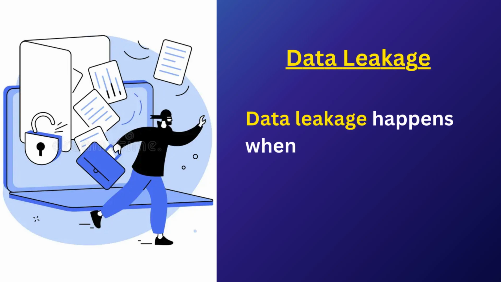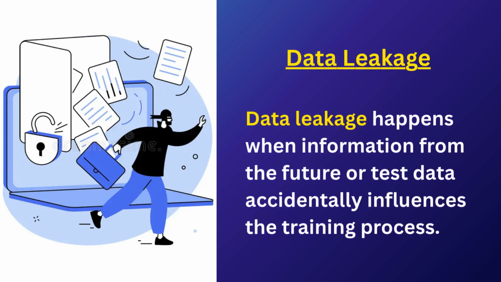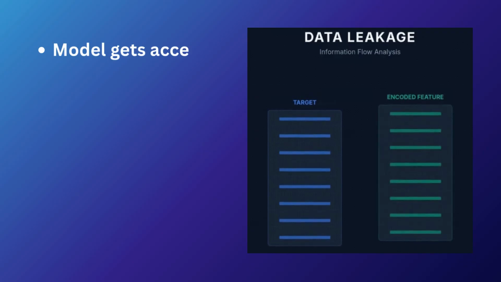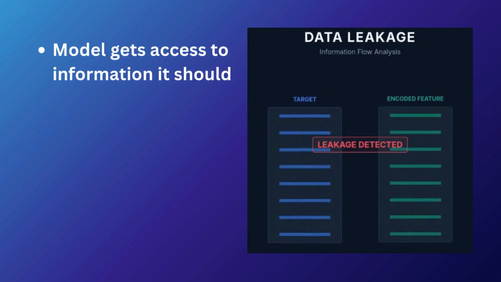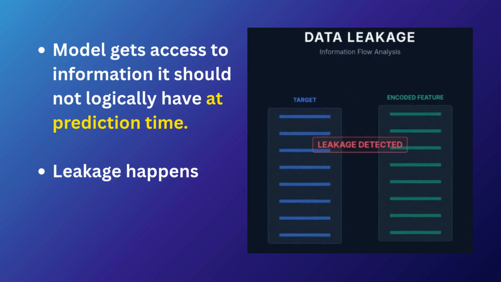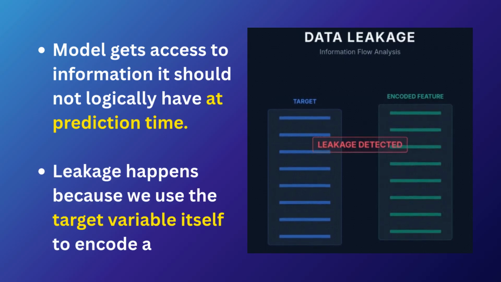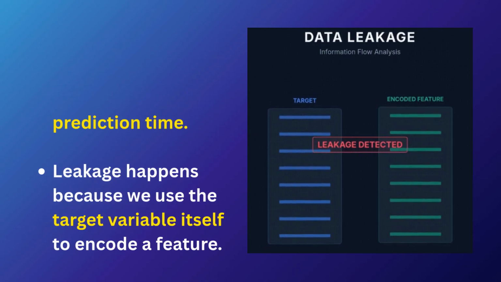Data leakage happens when information from the future or test data accidentally influences the training process. In simple words, the model gets access to information it should not logically have at prediction time. In target encoding, leakage happens because we use the target variable itself to encode a feature.